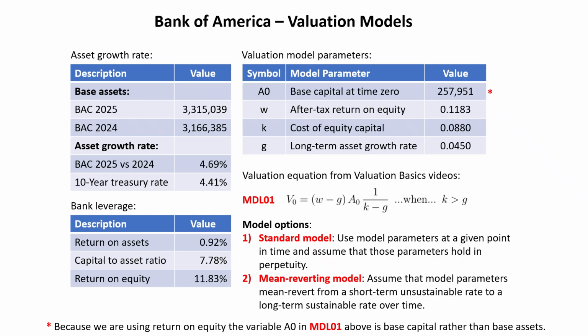Now the mean reverting model is more complex. That assumes that we have short-term parameters and long-term parameters. The short-term parameters are unsustainable, and they mean revert to the long-term sustainable rates over time. And that is a mean reverting model, and we'll use that too in the next section.